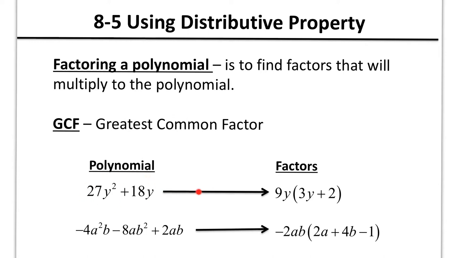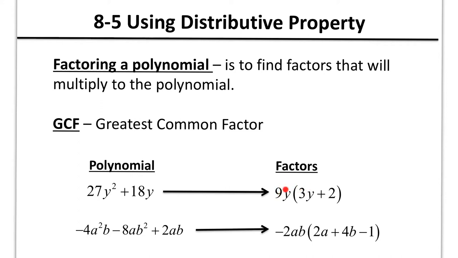And I give you the answers over here. So the factors of this polynomial are 9y, that's one factor, times 3y plus 2. You can multiply those two polynomials. This is a monomial and this is a binomial, and you will get this back. So let's try it. I'm just going to show you that you do get the same polynomial.